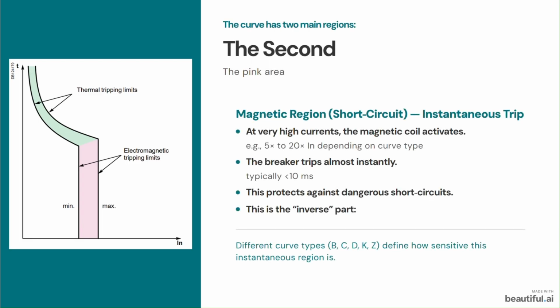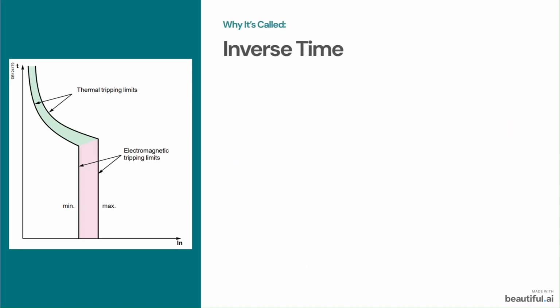2. Magnetic region, short circuit, instantaneous trip. At very high currents, for example 5 times to 20 times IN depending on curve type, the magnetic coil activates. The breaker trips almost instantly, typically less than 10 milliseconds. This protects against dangerous short circuits. Different curve types, B, C, D, K, Z, define how sensitive this instantaneous region is.